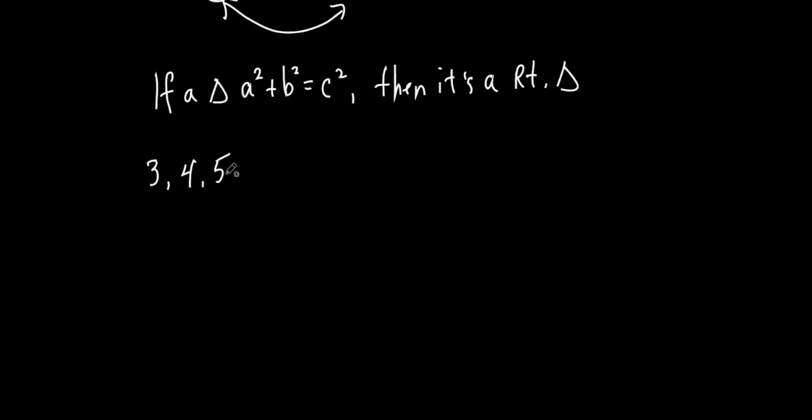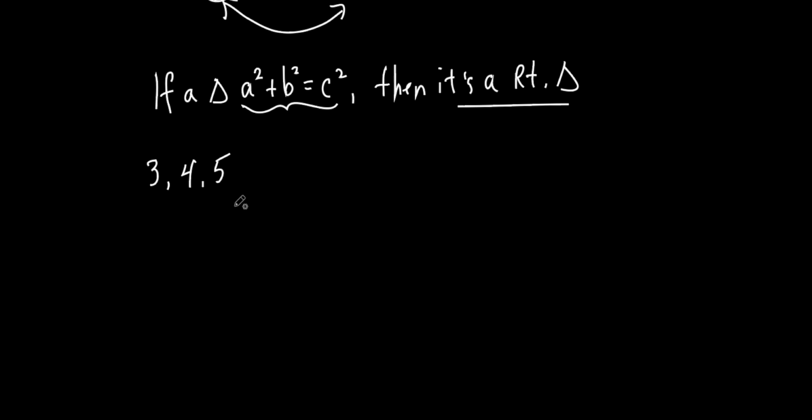So this is a triangle. I don't know it's a right triangle just yet. I got to figure out if it's a right triangle. How do I know if it's a right triangle? If this stuff works, then it's a right triangle. So let's do that to this. Now remember, the A and the B are the two legs, the two shorter sides. The C is always the longest side.